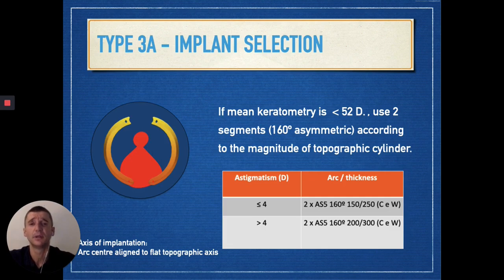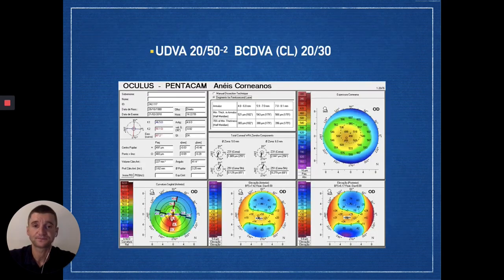So an example for type 3, the so-called muñeco de nieve, or snowman: if mean keratometry is below 52 diopters, we're going to go with 2 ring segments, 2 asymmetric segments. So we can correct in a greater manner the steeper or the steepest part of the cornea, the ectasia, down below.